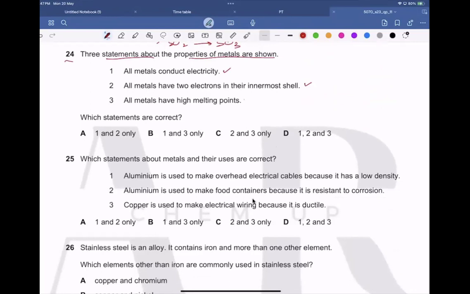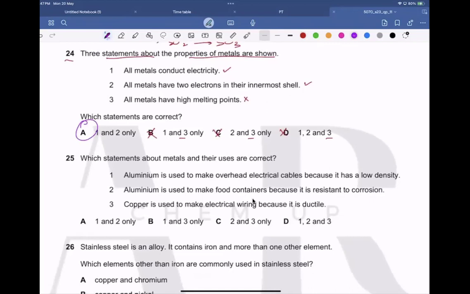All metals have a high melting point. No, not correct, because group 1 and group 2 have soft metals, especially group 1. They don't have a high melting point. So statement 3 is wrong. And if you see, statement 3 is present in B, C and D. So these all three go wrong and we are left with option A. So option A is the correct one.